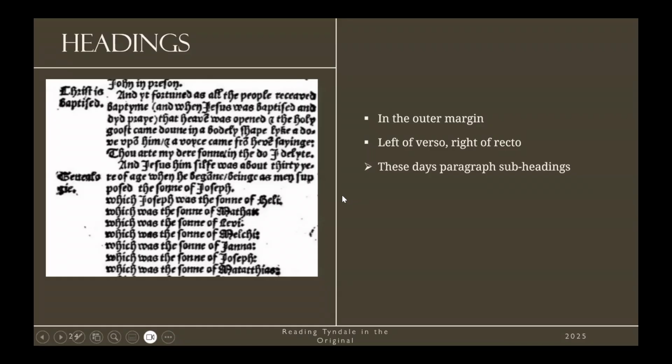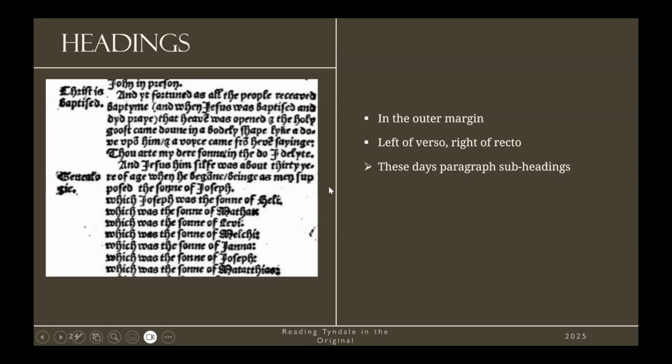Now, in the 1534, Tyndale paragraphed the text. So he indented the text. And at the head of many of the paragraphs, not all, but most of them, he would put a little summary in the left, which is a bit like a heading. These days, that would be a subheading in the text. And so here he's talking about Jesus' baptism and he's put "Christ is baptized." And then he's got the genealogy and he writes "genealogy." So today that would be a subheading.